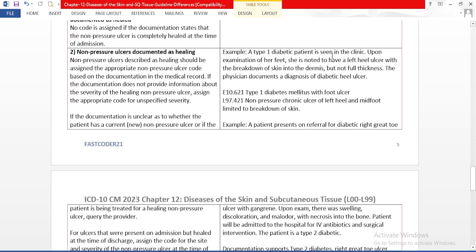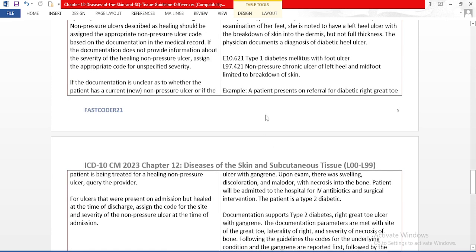A type 1 diabetic patient is seen in the clinic. Upon examination of her feet, she is noted to have a left heel ulcer with breakdown of skin into the dermis, but not full thickness. The physician documents a diagnosis of diabetic heel ulcer. Here, the physician mentioned type 1, so we need to code E10.621, type 1 diabetes mellitus with foot ulcer, and L97.421 for non-pressure chronic ulcer of the left heel and midfoot limited to breakdown of the skin.